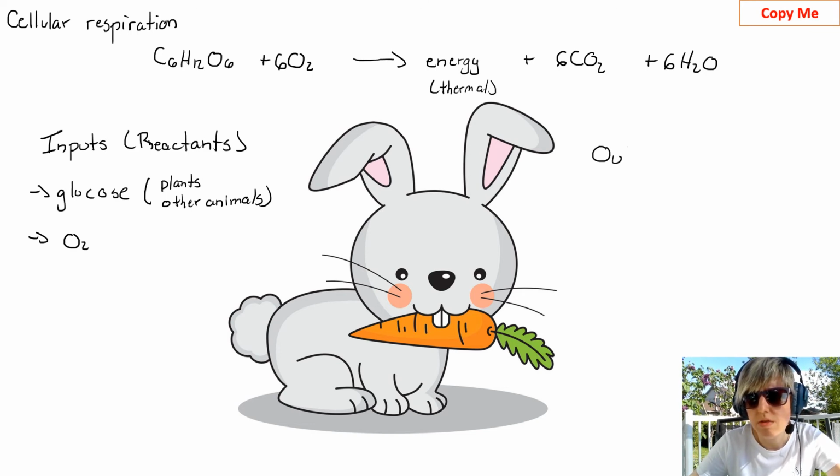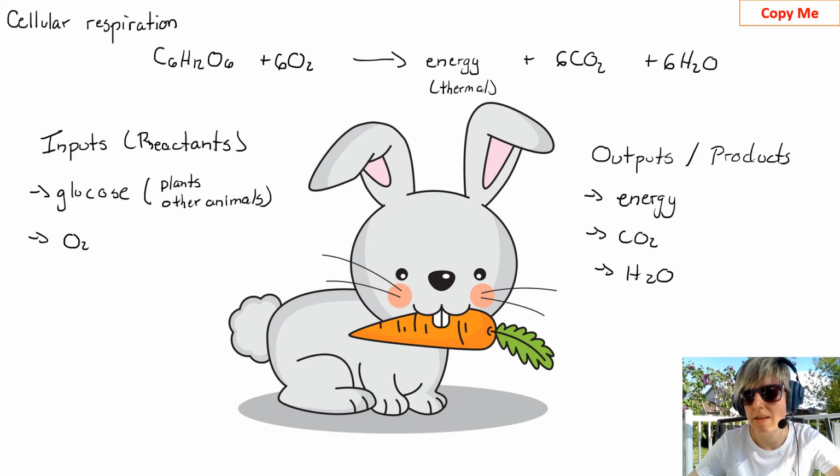And our outputs, so our products, first and foremost is energy for the organism to function, carbon dioxide, which is exhaled out, and water vapor, which is exhaled out. Now, you're probably thinking, well, the inputs and outputs of cellular respiration sound oddly familiar. And they do because photosynthesis and cellular respiration are opposite chemical reactions.